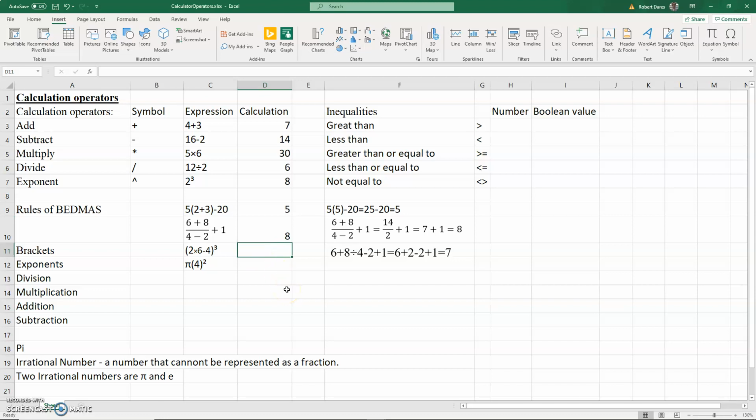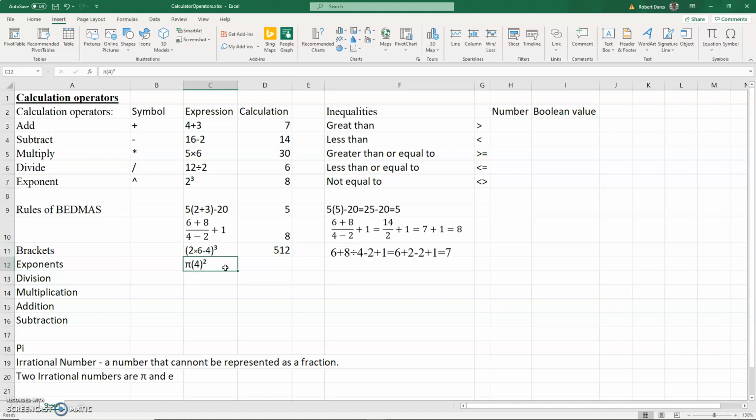Let's take a look at how we end up doing the next question. Again, I'd encourage you to try and do this question on your own and see if you could figure it out without using Excel. Equal to bracket 2 times 6 minus 4, exponent using the hat symbol, 3. And what's going to happen here? It's going to go 2 times 6 is going to be 12. 12 minus 4 is 8. And 8 exponent 3. That's 8 times 8 times 8, which will give us 512.